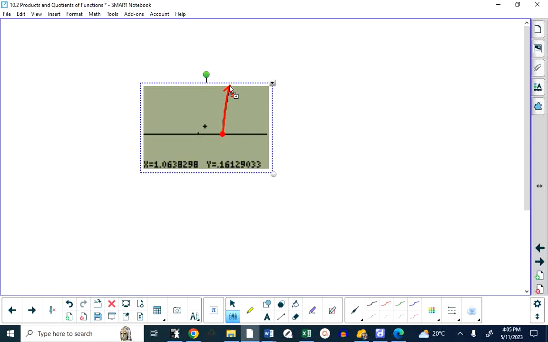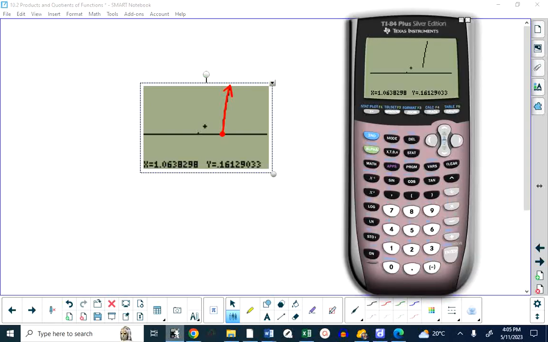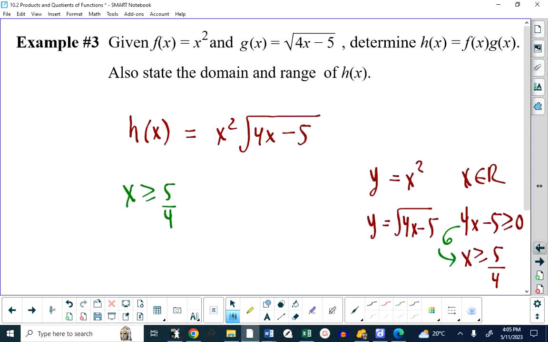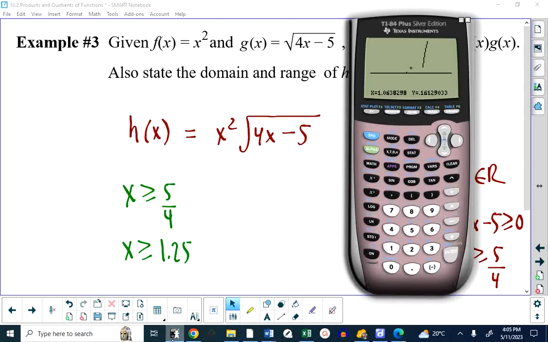Now, we said that the domain was x is greater than or equal to 5/4. 5 over 4 is 1.25. If I go back here, I can write x is greater than or equal to 1.25. So there ought to be a point at x equals 1.25. If I go trace 1.25, there is a point. It's like graphs of logarithms when we saw that in the last unit. Graphs of logarithmic functions get very steep, and your graphing calculator doesn't quite know how to graph steepness.